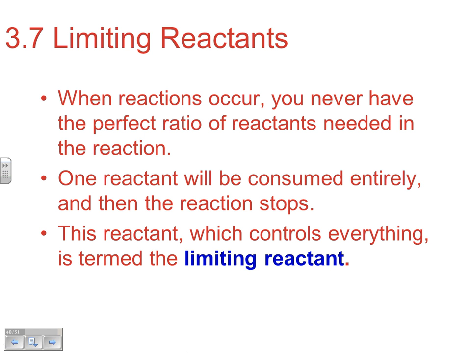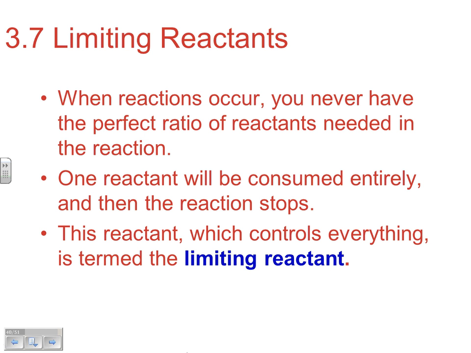Technically pretty much every situation is a limiting reactant situation, but when you are given the masses of each reactant, you don't really know at the beginning which one is going to limit how much you could make, so which is the important mass amount and which is the unimportant mass amount. So in limiting reactant problems, you really need to establish what controls the reaction. So reactions occur, you never have the perfect ratio of reactants needed to make the reaction. One reactant will be consumed entirely, and then the reaction is going to quit. Any other reactants are just going to be left over. They're called excess reactants. The reactant which controls everything by being used up is termed the limiting reactant.